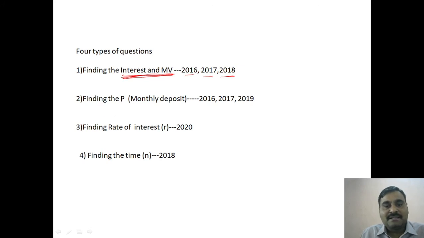And finding the monthly installment, that is P, was asked in 2016, 17 and 19. In 2016 and 17, maturity value and monthly deposit were asked combined in one question. In 2018, only maturity value was asked separately, and in 2019 a monthly deposit question was asked separately.